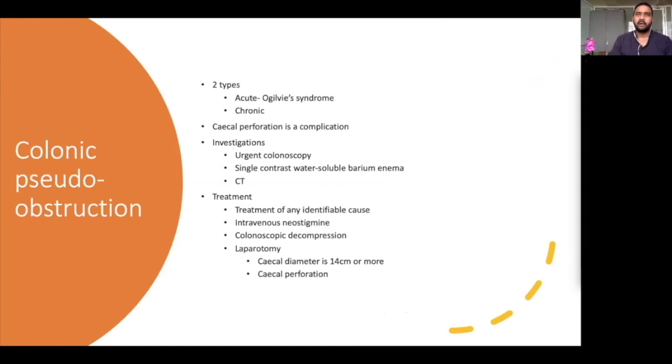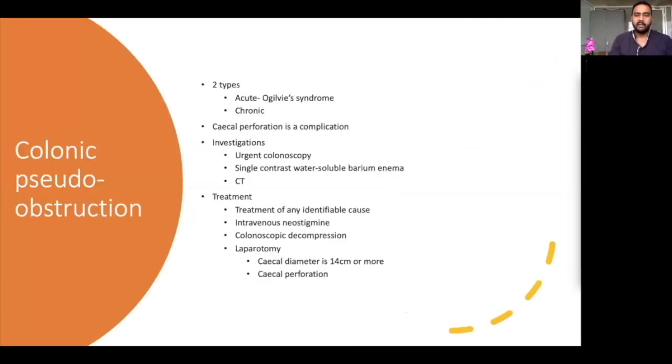Any identifiable cause we treat. If there is no identifiable cause, then we have to treat with intravenous neostigmine. If it is not settled with that, then we have to go for colonic decompression, and then a laparotomy if there is no improvement. And if a cecal perforation is suspected, or whenever the cecal diameter is more than 12 centimeters, then we have to go for a laparotomy. Okay. So that's all about adynamic intestinal obstruction.